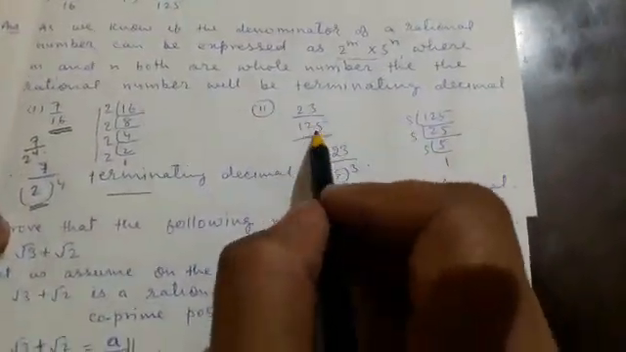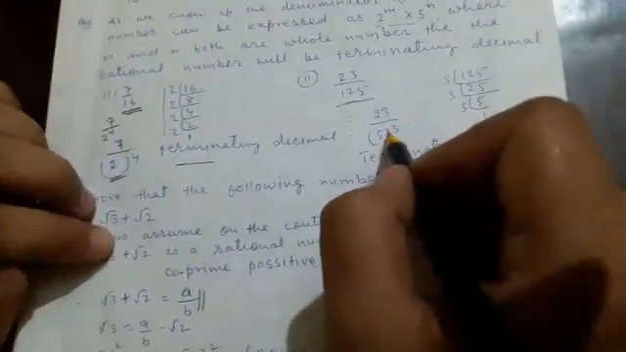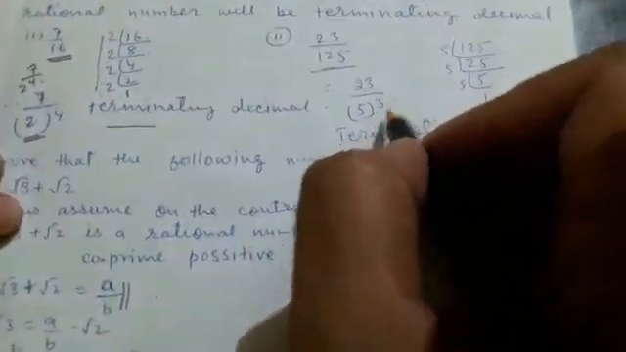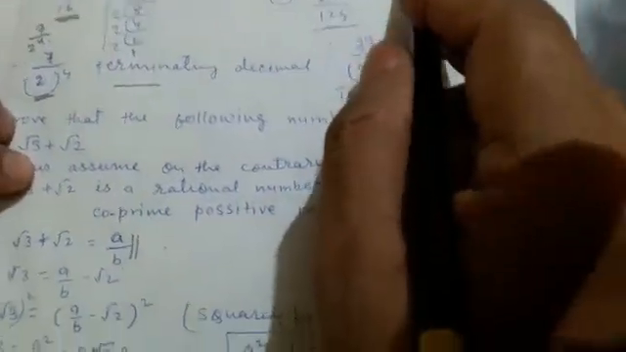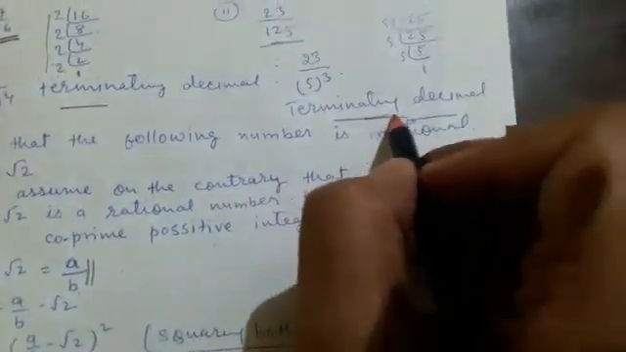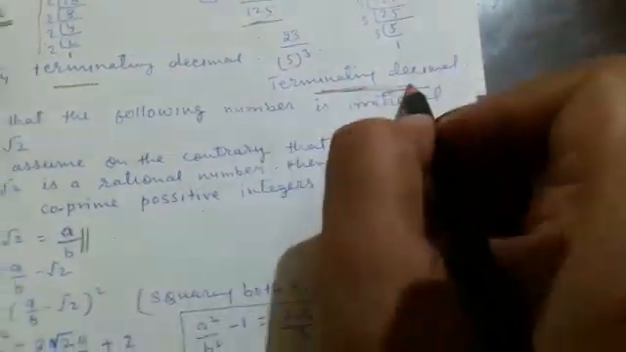Next question is 23 upon 125. Students, you have to make a prime factorization of 125. So you will find there are three 5s. So you'll write down 23 upon 5 power 3. It is also in the form of 5 power n. Therefore, this is also a terminating decimal number.